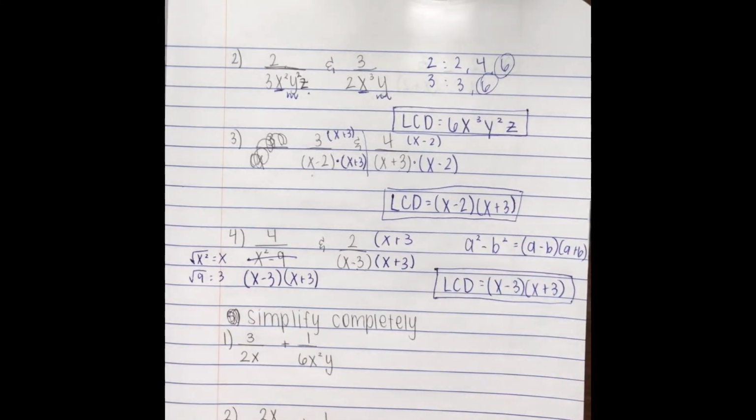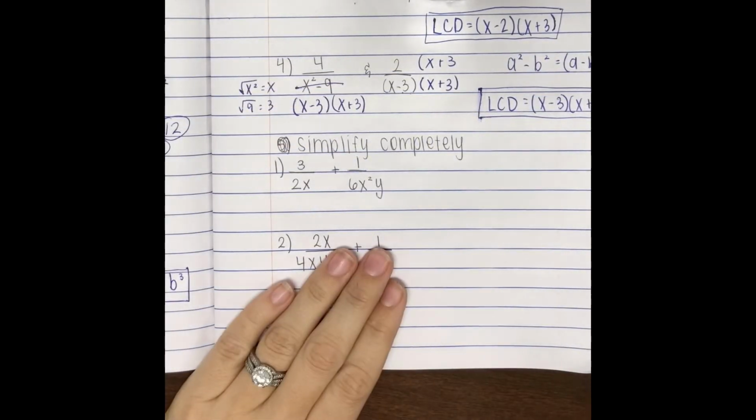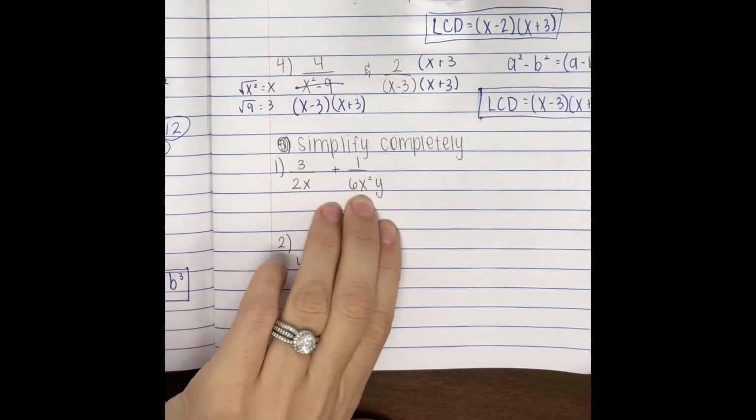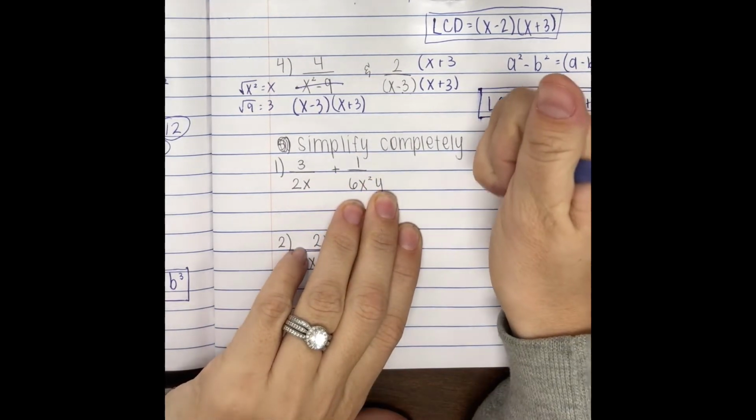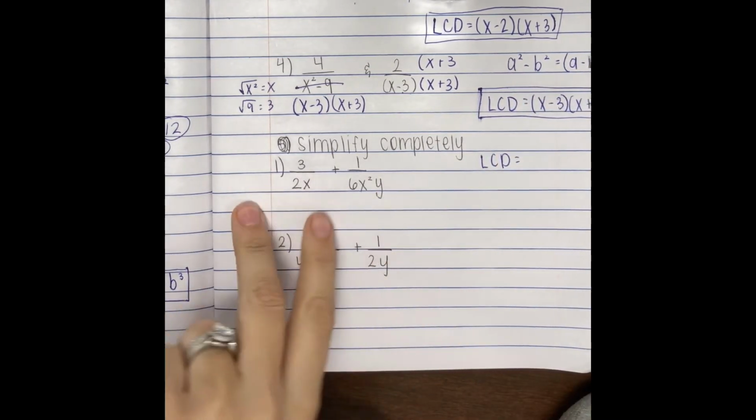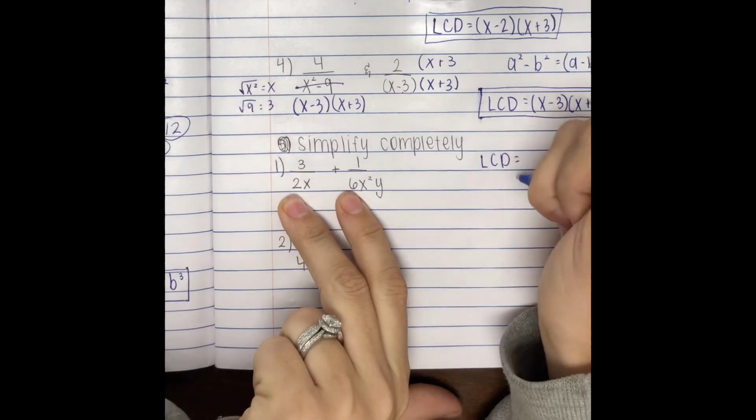Okay? And now we're going to simplify a few. All right, first example, 3 over 2x plus 1 over 6x squared y. So first thing we need to do is find our LCD, okay? So I'm going to look at the numbers 2 and 6.